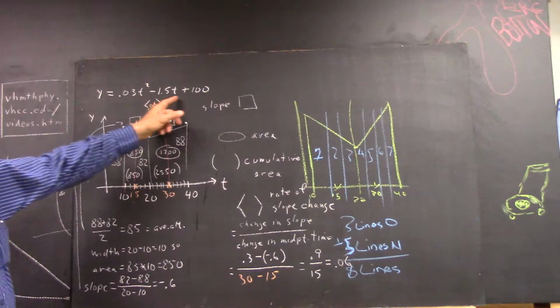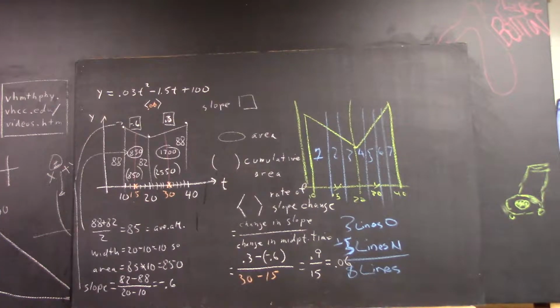Remember, you're evaluating this function, right? It would be a parabola. Where would the vertex of that parabola be? It would be at 20. Or I'm guessing it would be right around 20.